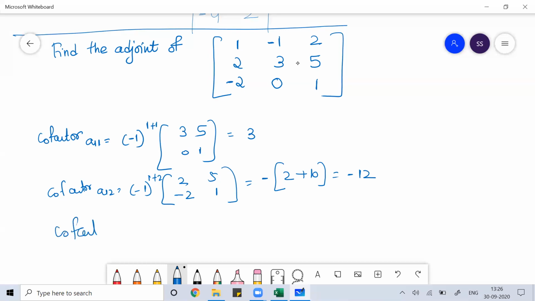So find the cofactor of A13, that is minus 1 to the power 1 plus 3. So what is the minor? 2, minus 2, 3, 0. That is 0, this is plus 6.